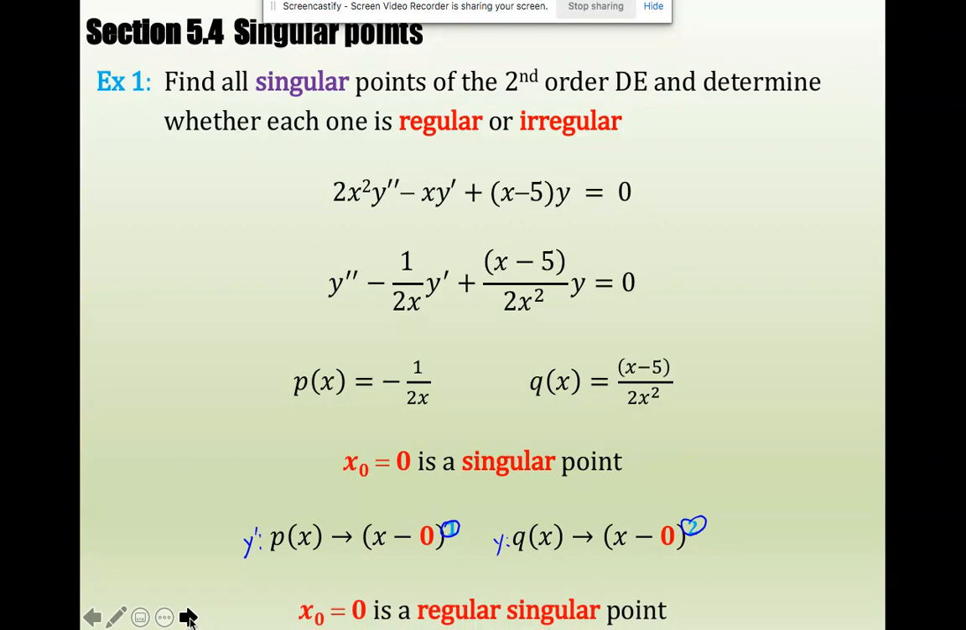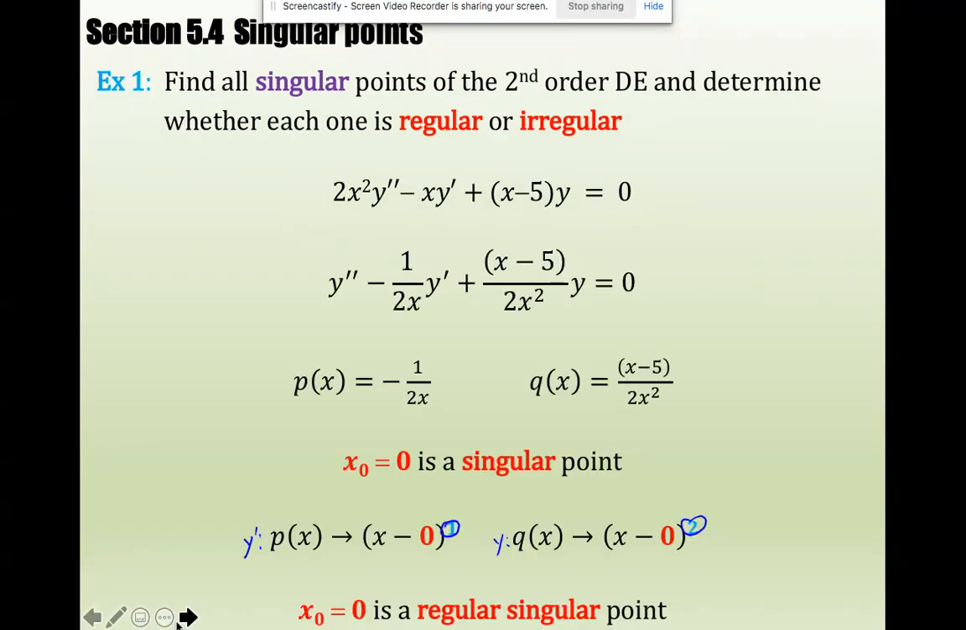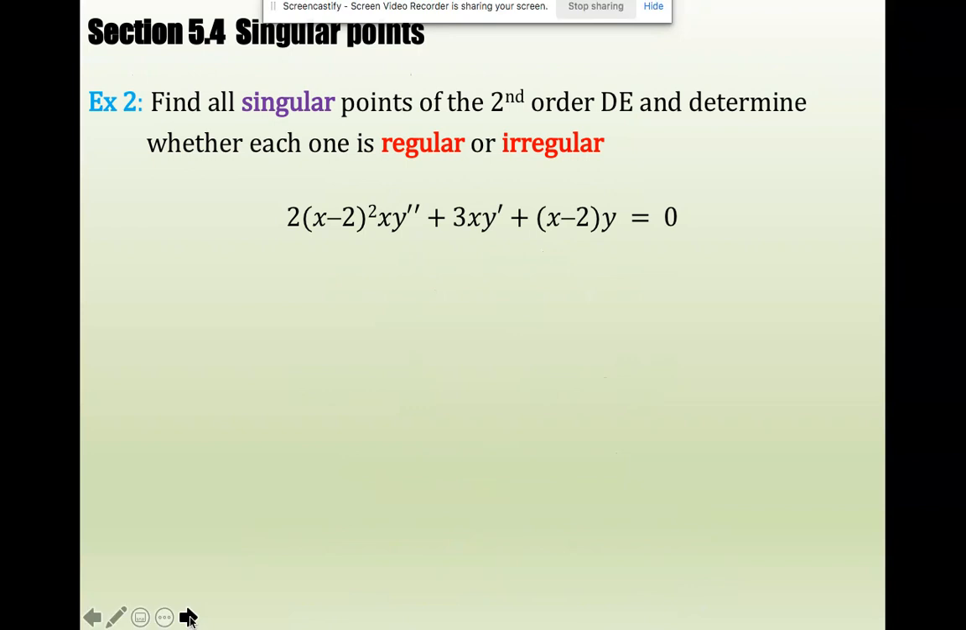Therefore, it's a regular singular point. And again, that's good. Yay. I mean, I wish I didn't have any issues, but if I have an issue, I would rather it be regular. So let's try another example. Maybe you pause the video and try this.